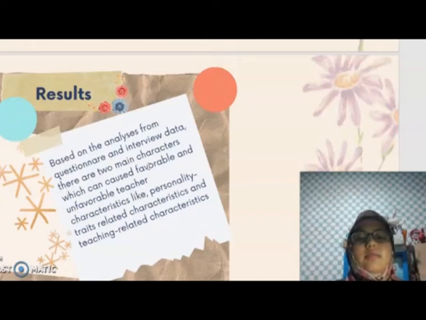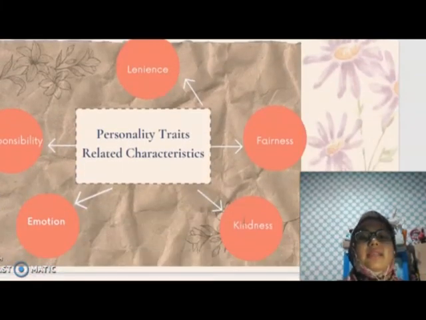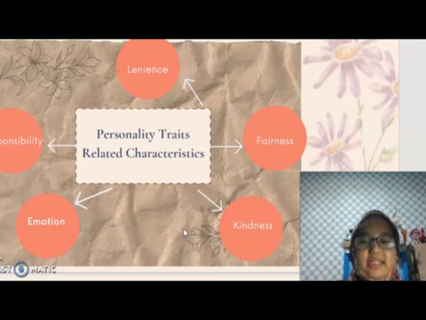There are two main categories which can cause favorable and unfavorable teacher characteristics. They consist of two parts: personality traits related characteristics and teaching related characteristics. If you want to know more, you can see the diagram. This is the personal trait related characteristics. It included emotion, kindness, fairness, leniency, and responsibility.